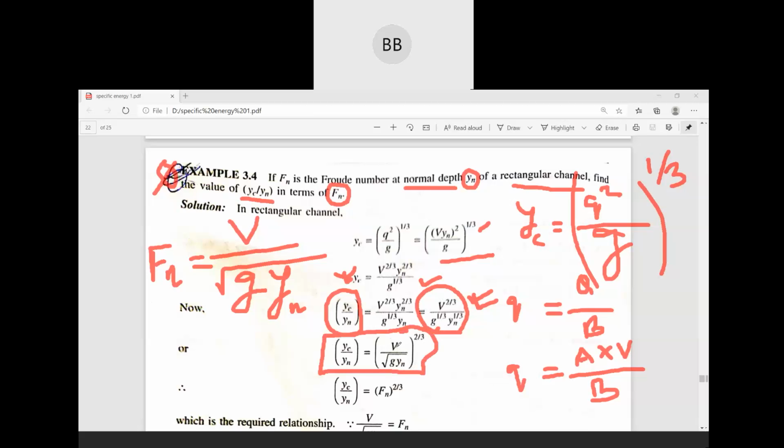You see this V to the power 2 by 3, and it's 1 by 2 multiplied by 2 by 3, we will get 1 by 3. The 2 will be cancelled out. So you can write this root over g yn. And in place of this, you can write Fn, the Froude number for normal depth, to the power 2 by 3.